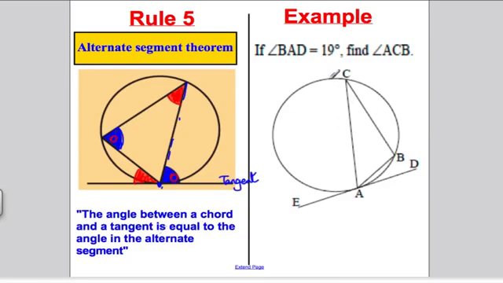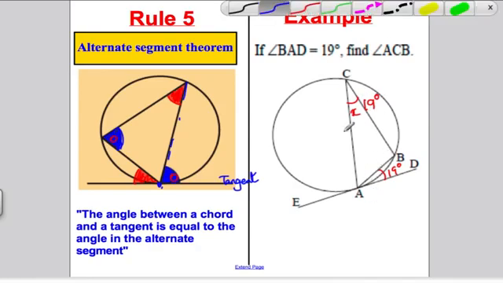So here's an example. If BAD, B to A to D, is 19, they want to know what ACB is, A to C to B, this one here. Well, we've got a tangent meeting a chord, and they meet at 90 degrees. Therefore, the angle in the alternate segment, that one, must also be 19 degrees. And it's as simple as that.